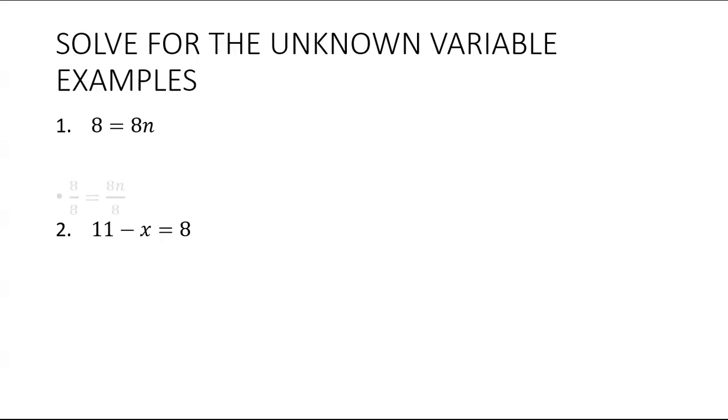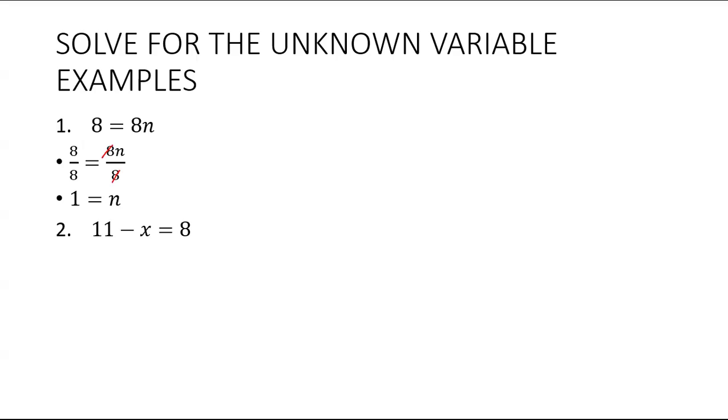So this is how we divide both sides by 8. 8 divided by 8 is 1. Similarly, on the right-hand side, 8n divided by 8 will give you 1n. Hence, you will have n is equals to 1, or 1 is equals to n. It's the same as n is equals to 1. You got it?